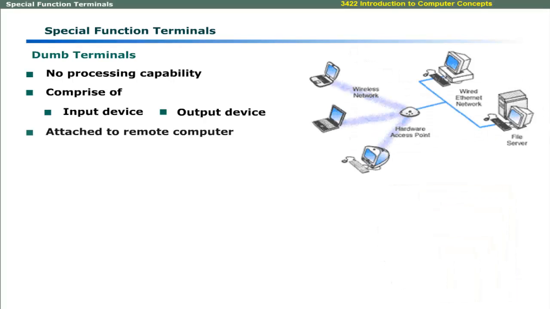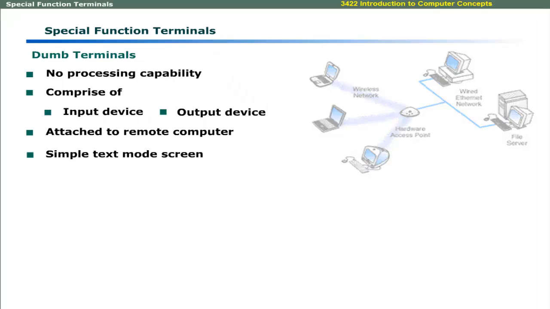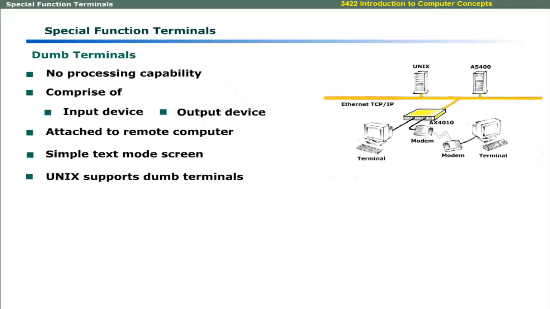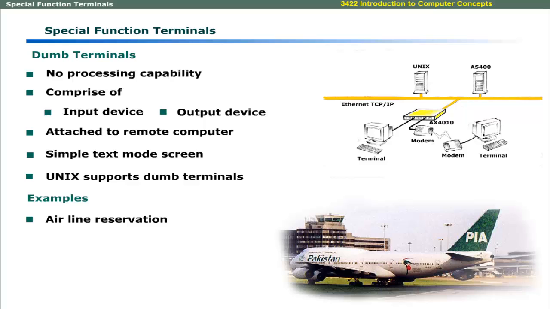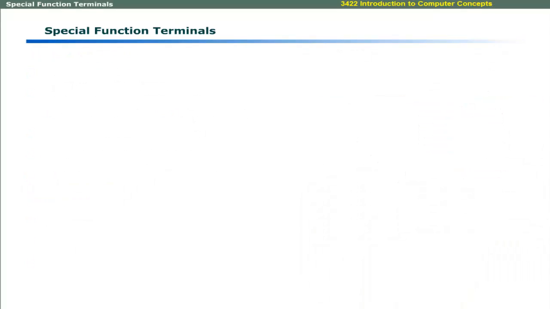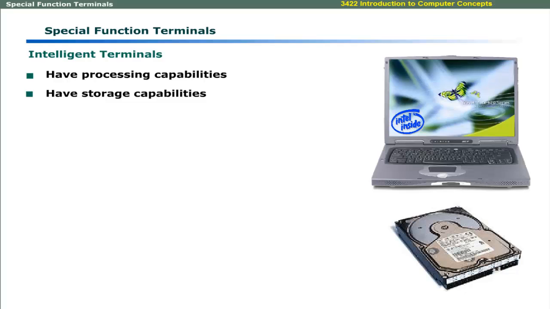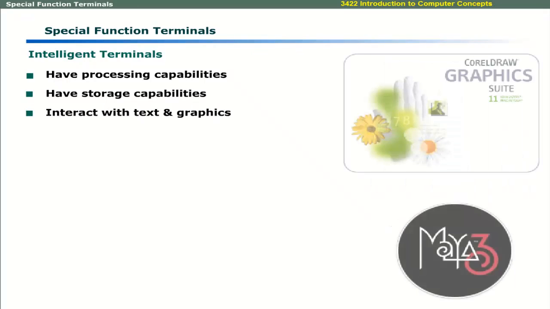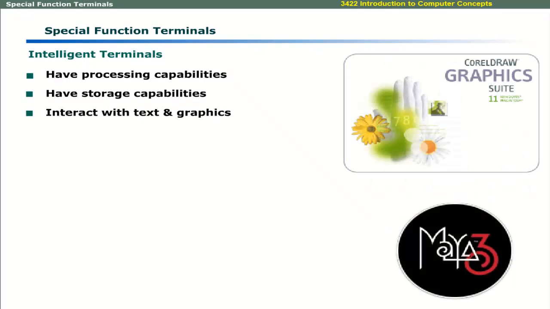These are attached to a remote computer. These work in simple text mode. Unix-based systems support the dumb terminals. These are installed in airline reservation offices, hospitals, and defense organizations. Intelligent terminals have processing and storage capabilities. These can interact with text and graphics applications.